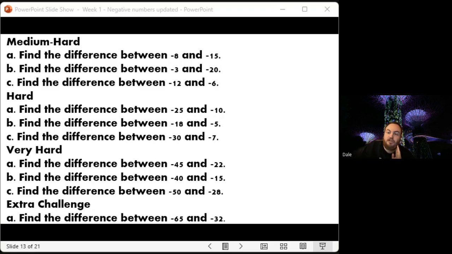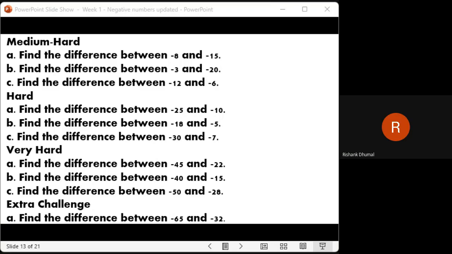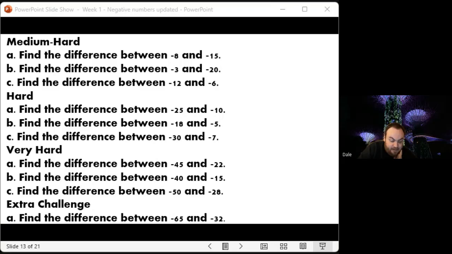I'm going to move on to, let's have a look at my list. Rashank, can you answer for me maybe very hard C, please? 22. Fantastic. Well done. If I were to have 50 and take away 28, I'd have 22 left. Wonderful.